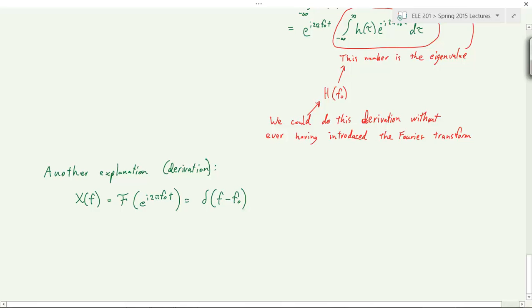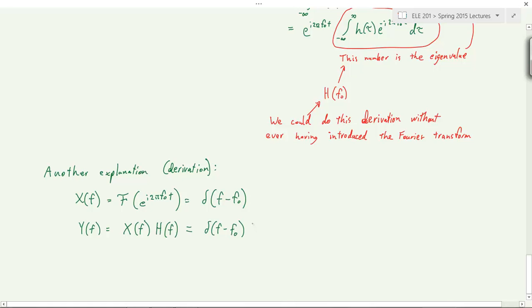Okay, and since convolution in time is multiplication in frequency, then we know that the output is just Y of f equals X of f times the Fourier transform of the system impulse response. And then let's plug in our delta function for X.